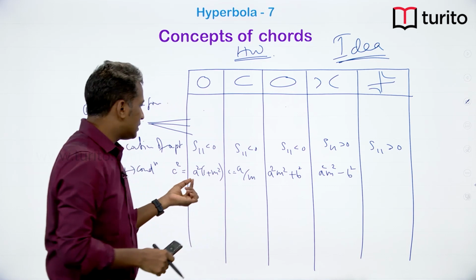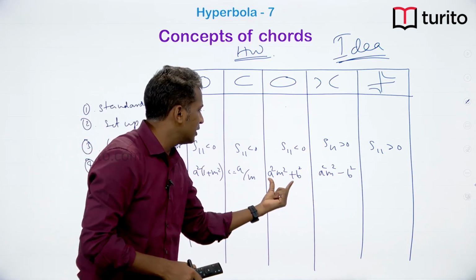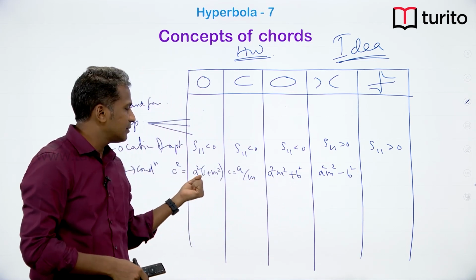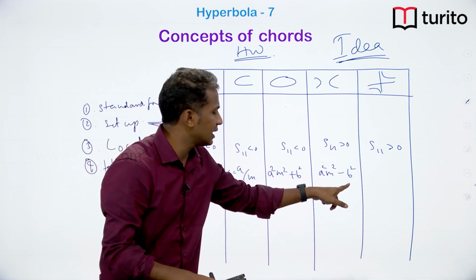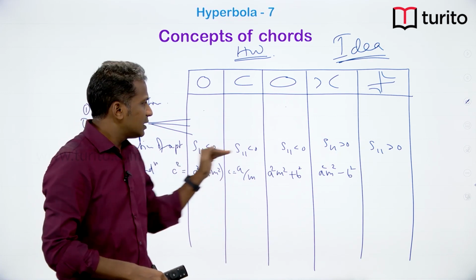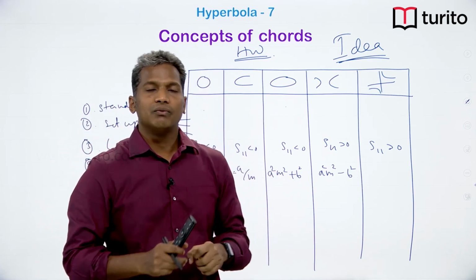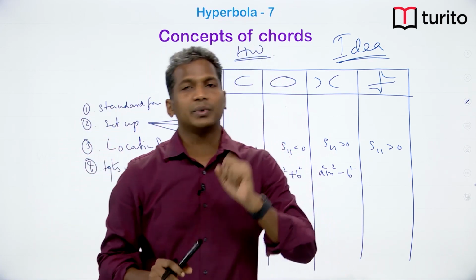You see that it is all the same. In ellipse, if I put a equal to b, I will get circle. And in ellipse, if I put b square equal to minus b square, I will get the hyperbola. So you can try to relate all of them. When you try to connect all of them, you will remember all of them.